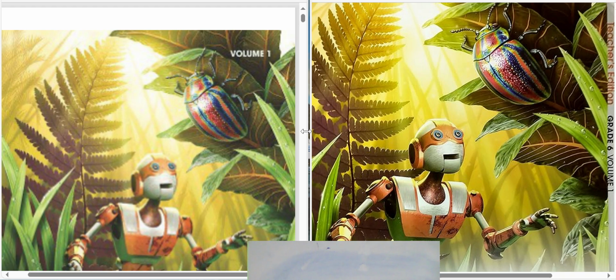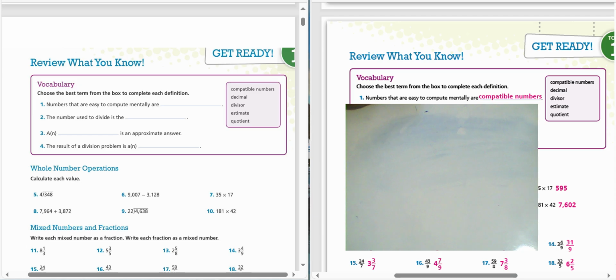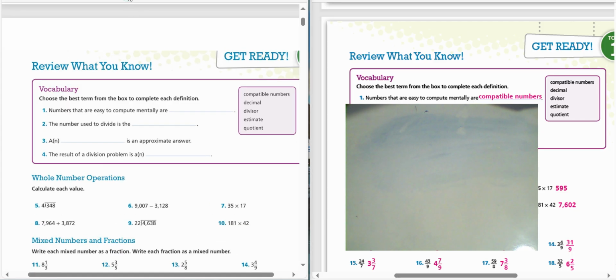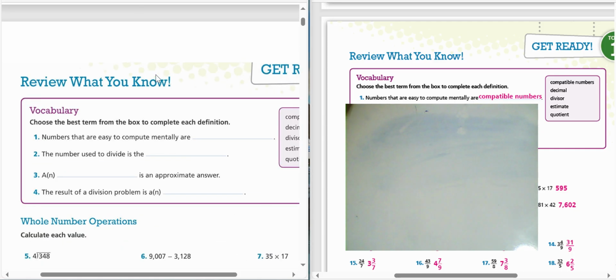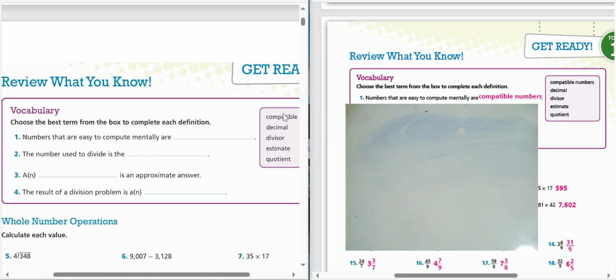Grade 6. Today I will explain from volume 1 book, first term in this year 2026. Okay, look with me. First we will review lessons like estimate, decimal, and quotient from grade 5. Look here, first vocabulary. Here we have computable, decimal, divisor, estimate, quotient.